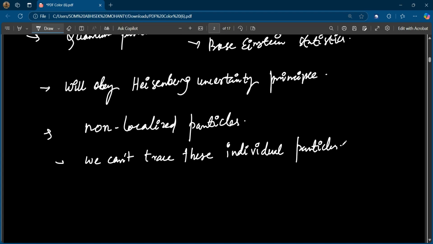Indistinguishability is seen for identical particles. Identical particles have similar physical properties: charge, mass, volume, size, shape, etc.